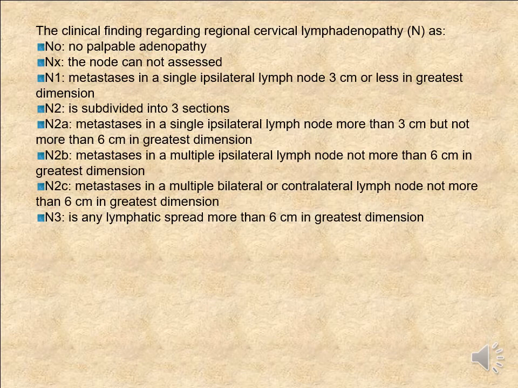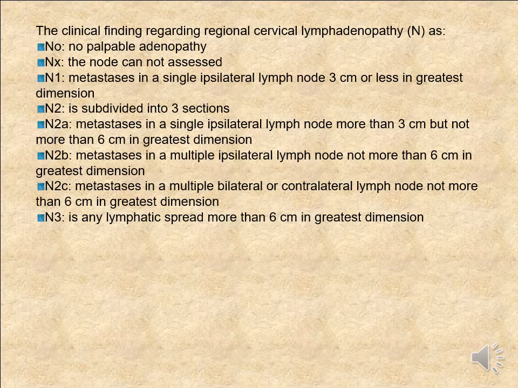And N2B, metastasis in multiple ipsilateral lymph nodes, not more than 6 cm in greatest dimension. More than one lymph node enlargement in a unilateral area, but not more than 6 cm. And N2C, metastasis in multiple bilateral or contralateral lymph nodes, not more than 6 cm in greatest dimension. It accounts for more than a single lymph node bilaterally, or on one side and the other side, called contralateral, not more than 6 cm in N2C. This is N2A, N2B, and N2C.